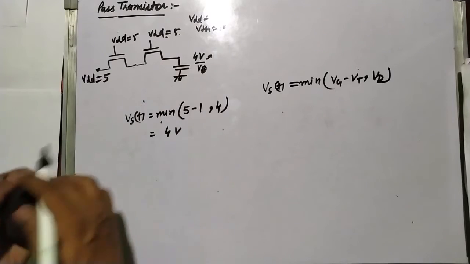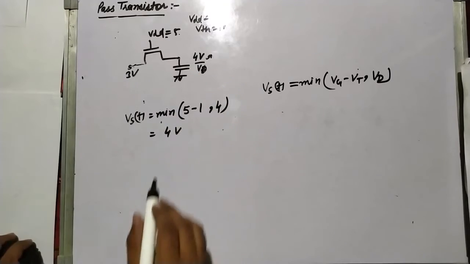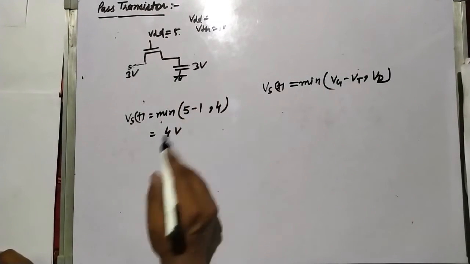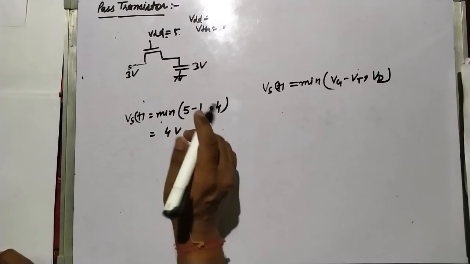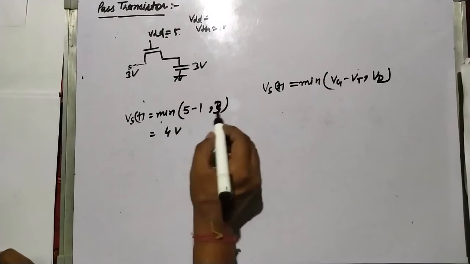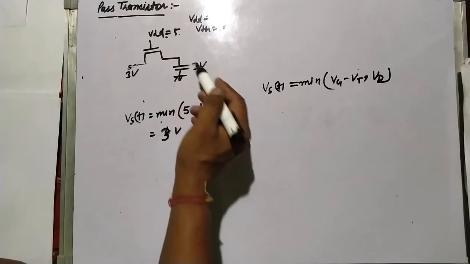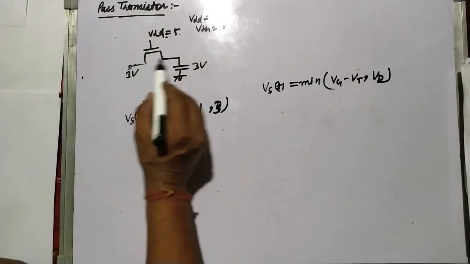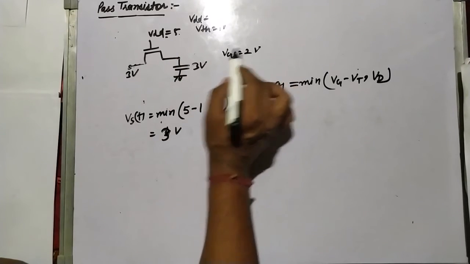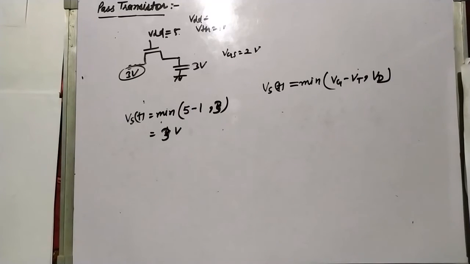If I am taking 3 volt there, then what is the voltage on this side? It will be 3 volt. By this formula, this will become 5 minus 1 and this will become 3. So what is the minimum? 3 volt. And you can see that VGS is equal to 2 volt, and it can't charge further because on the drain side the supply voltage is only 3 volt.